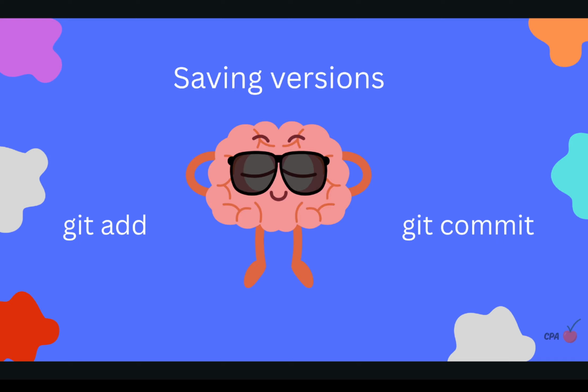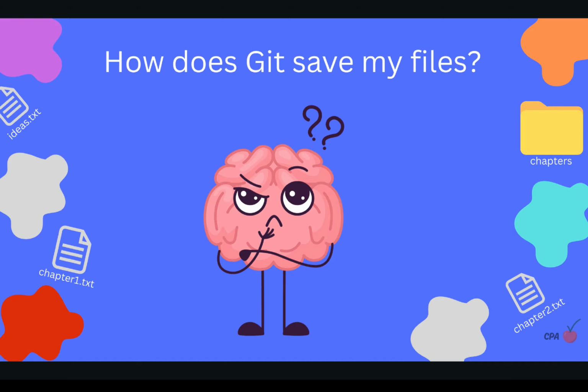You probably have experience saving changes with git add and git commit commands. But have you ever wondered how Git actually saves different versions of your files? Does it save only the differences between each version, or does it save a completely new version? Watch this video to find out.